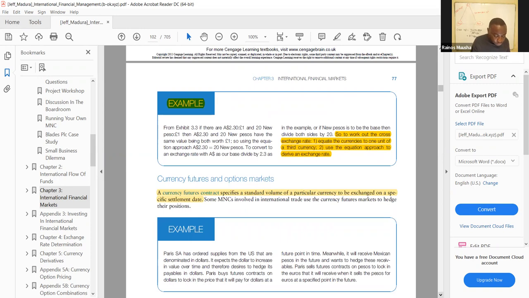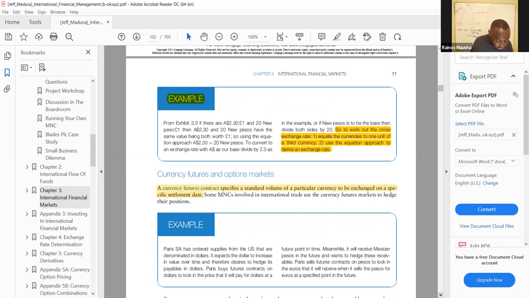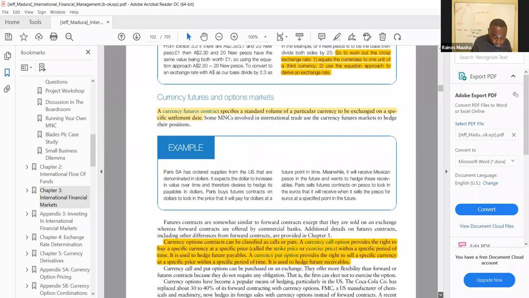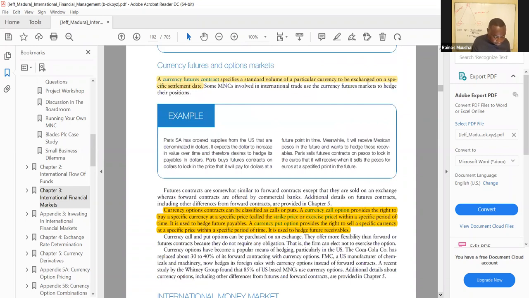Then on the next section, we look at the currency futures and options market. And here they say, a currency futures contract specifies the standard volume of a particular currency to be exchanged on a specific settlement date. And we'll look at it in detail later on when you look at chapter 5.